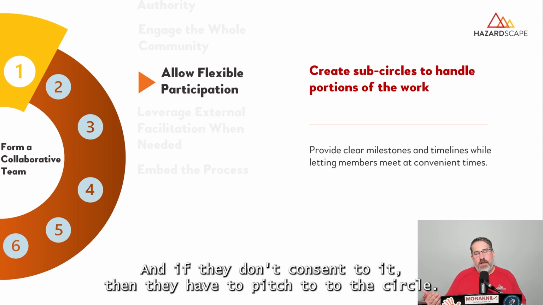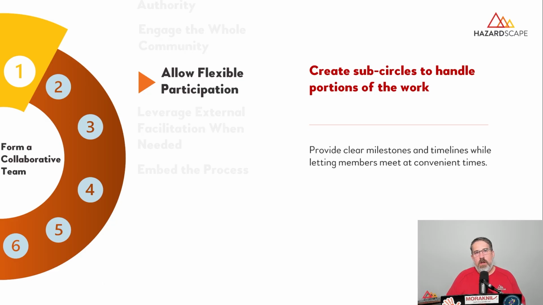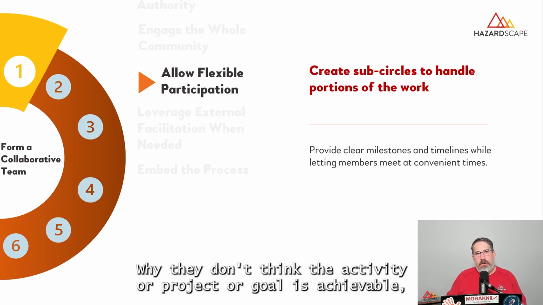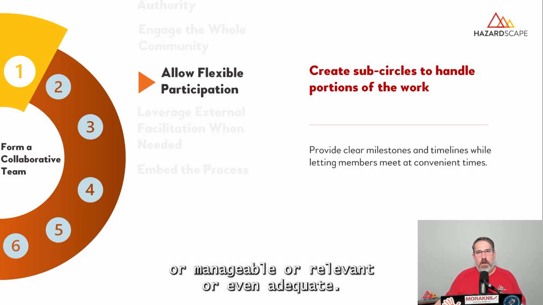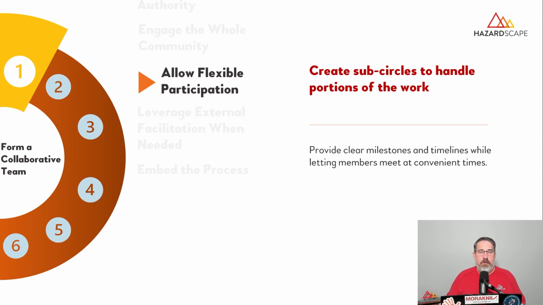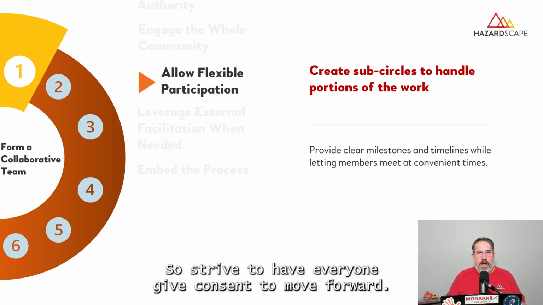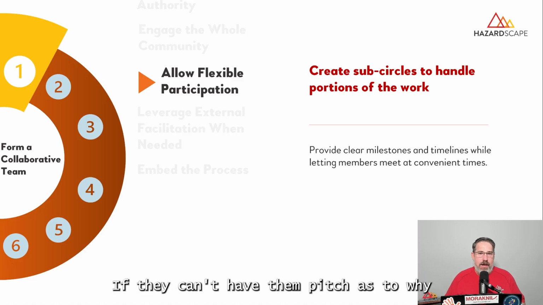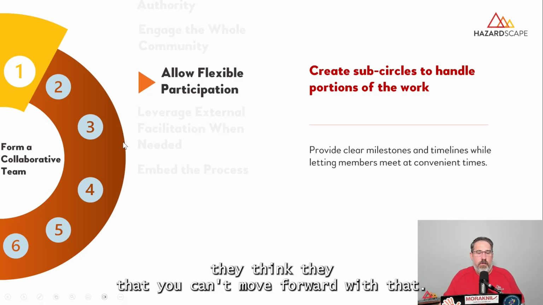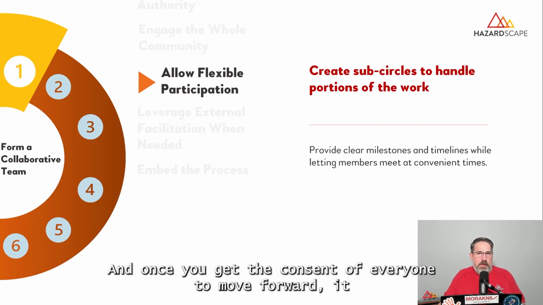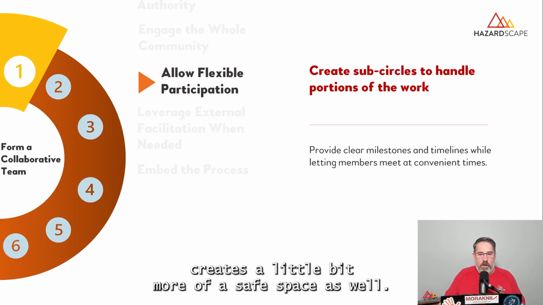And if they don't consent to it, then they have to pitch to the circle why they don't think the activity or project or goal is achievable or manageable or relevant or even adequate. So strive to have everyone give consent to move forward. If they can't, have them pitch as to why they think that you can't move forward with that. And once you get the consent of everyone to move forward, it creates a little bit more of a safe space as well.